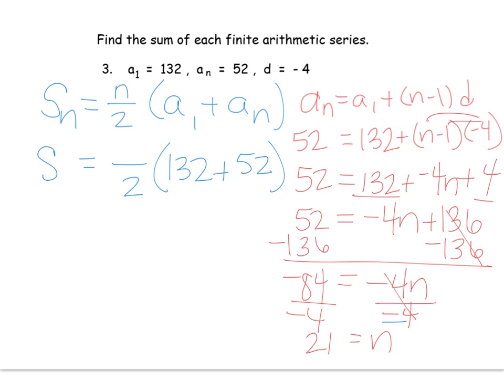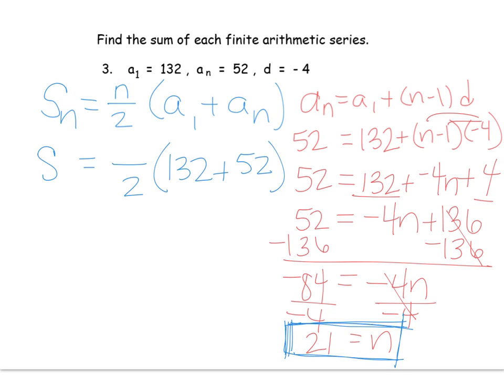Now here's something you need to think about. Can I add up a negative amount of numbers? Can I add up a decimal amount of numbers? Can I add up a fractional amount of numbers? When I'm counting how many numbers I'm adding, N, which represents how many numbers I'm adding, has to be some sort of a counting number. It has to be a positive number, has to be a whole number, and it can't be 0. So when you're solving for N, you need to get a positive integer.